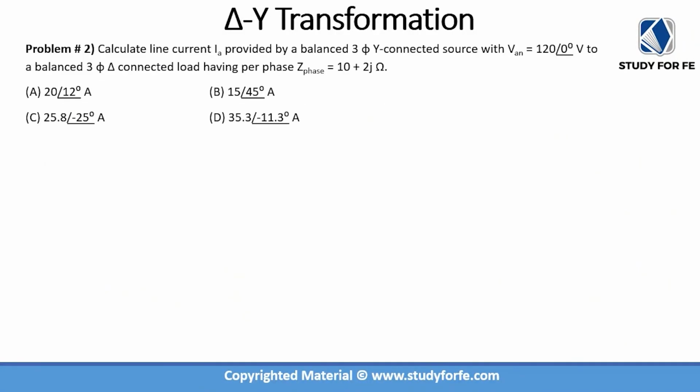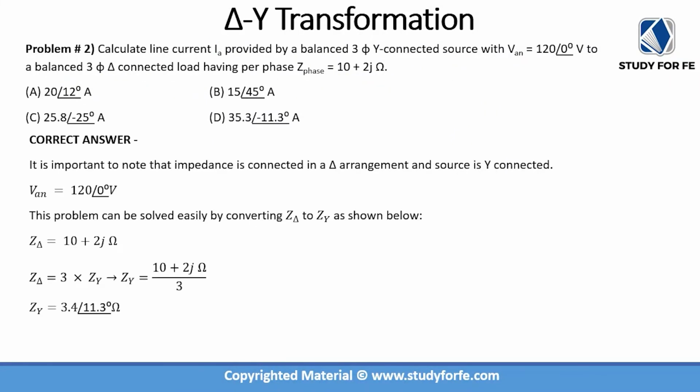Here is a practice problem for you on the topic of delta-Y transformation. We are being asked to calculate the line current IA, which is provided by a balanced three-phase Y connected source. The source is Y connected and the phase voltage is this, and it is feeding a delta connected load. This is where it becomes interesting, because you have a Y connected source and a delta connected load. I'm also providing you the Z phase, which is 10 plus 2j ohms, and the entire system is balanced. Given these details, you have to find the line current.